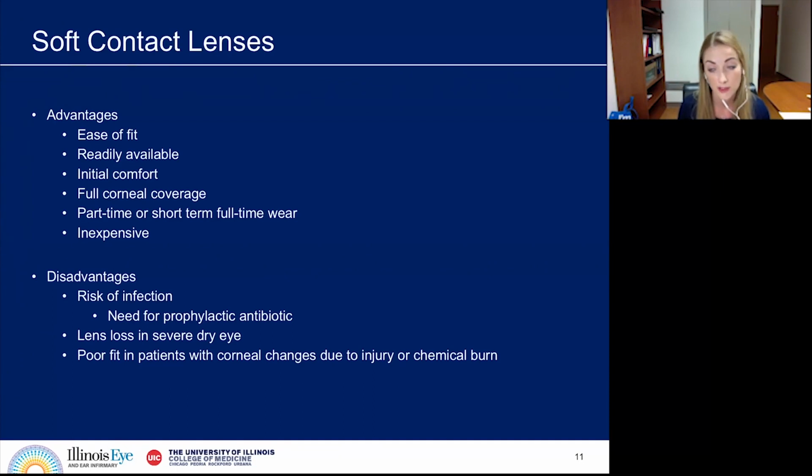Disadvantages, there's always risk of infection with contact lens wearers, and so a need for prophylactic antibiotic is really important in these patients. There can be severe lens loss in severe dry eye patients. And it may not be the perfect fit for some patients who have corneal changes due to injury or chemical burn.